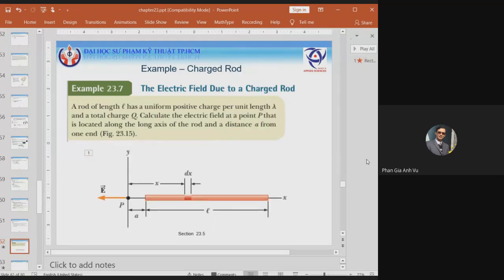Okay, this is the problem as an example. You have here a rod and the charge is distributed uniformly on the rod. How can we find the electric field at the point P here? In this case, P is the origin of the coordinate system XY. So we have here OXY. How can we calculate the electric field at the point P using the integral technique?